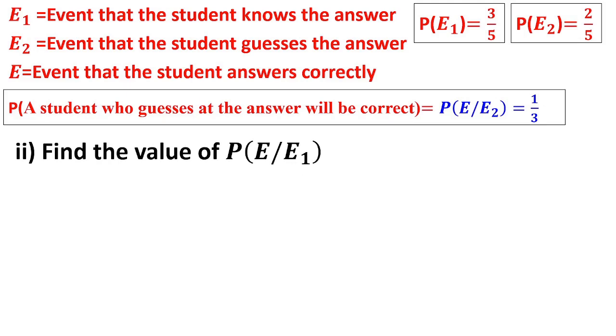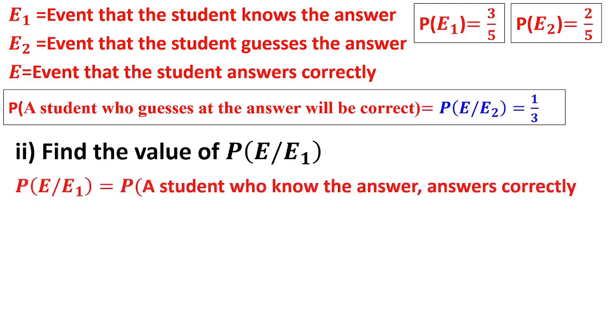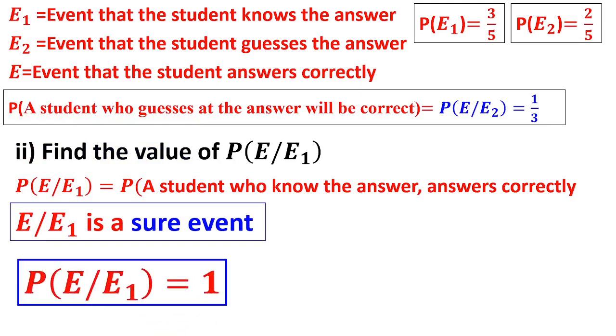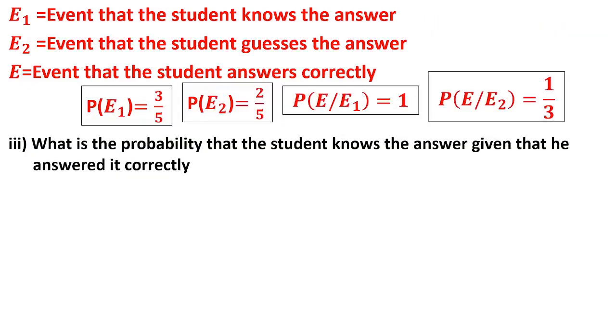Find the value of P of E slash E1. What is the meaning of E slash E1? A student who knows the answer, answered it correctly. Therefore, this is a sure event. If he knows the answer, he will definitely answer it correctly. Therefore, the probability is 1. Let's go to question number 3.